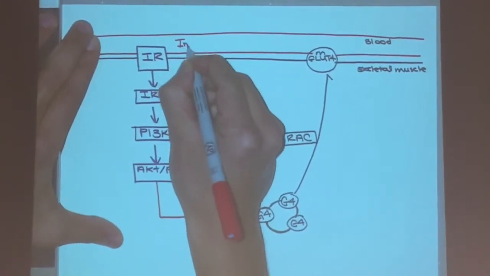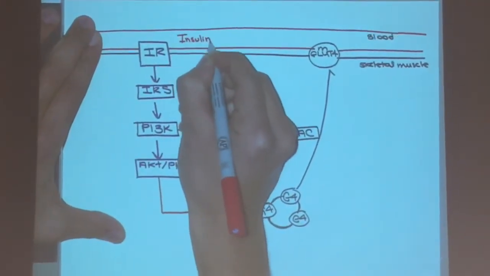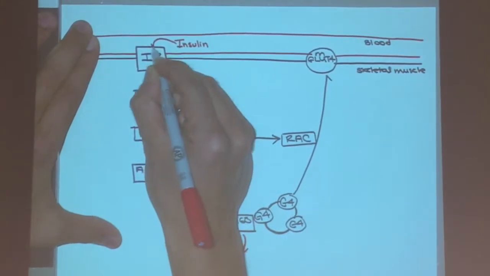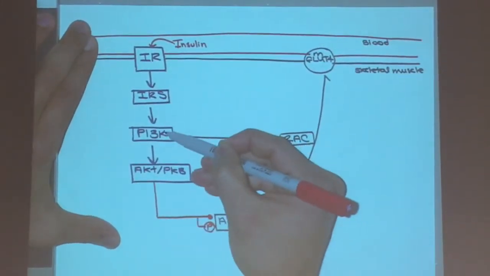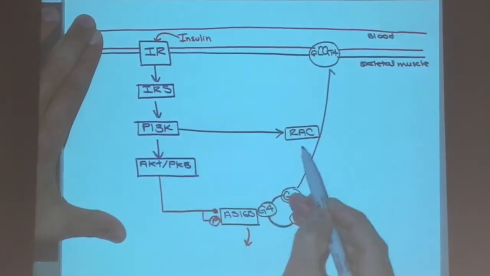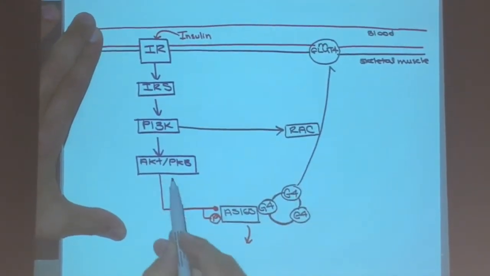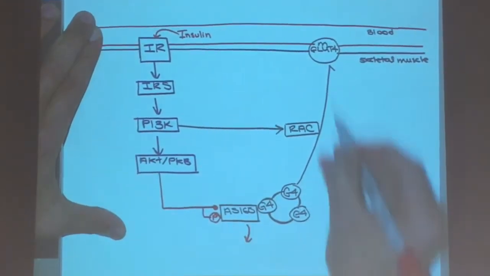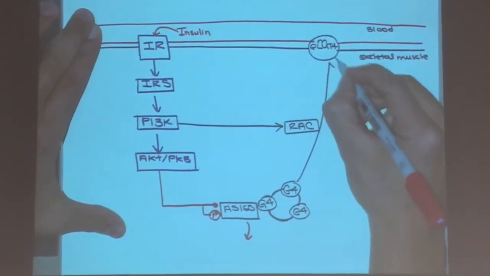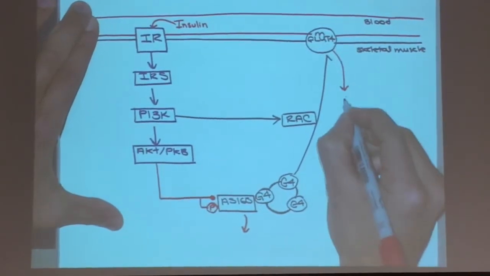Insulin present in the blood will bind to the IR receptor, activating IRS, PI3K, and AKT. PI3K activates RAC, and AKT will phosphorylate AS160, inhibiting it and allowing translocation of GLUT4 into the membrane and allowing for glucose to enter the muscle.